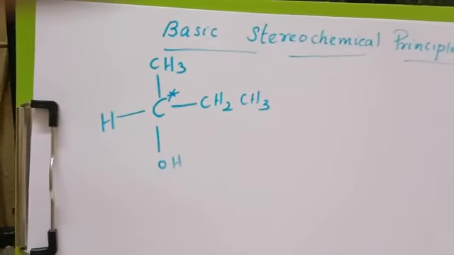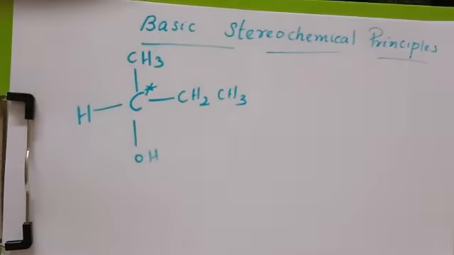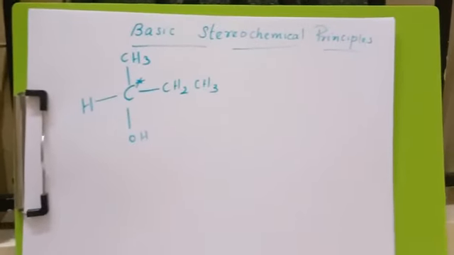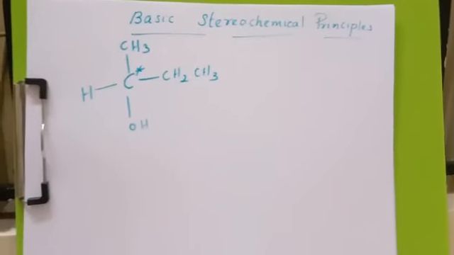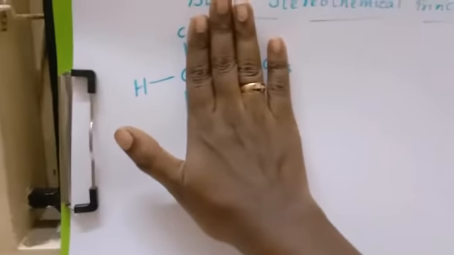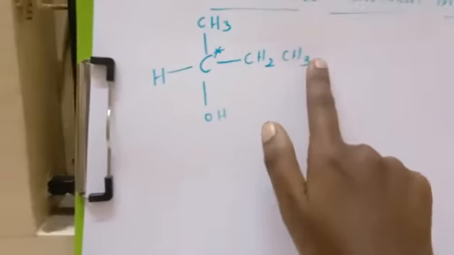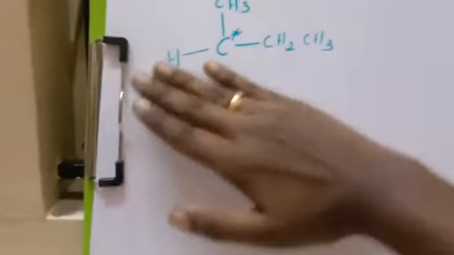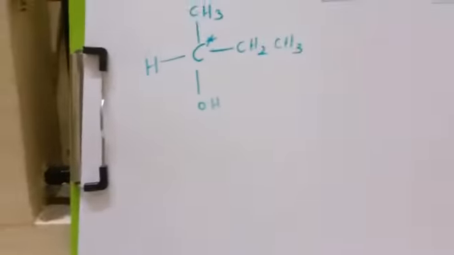An asymmetric carbon atom is known as a stereocenter. The resulting molecule would lack symmetry and the molecule is referred to as an asymmetric molecule. That is, if I show this, it is a lack of symmetry. Here H, here CH2CH3, here CH3, here OH group. So there is no symmetry taking place here.